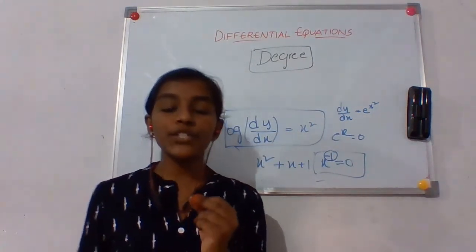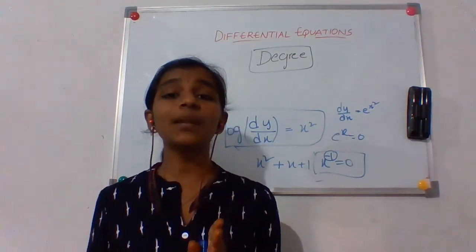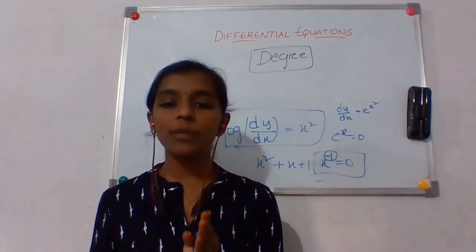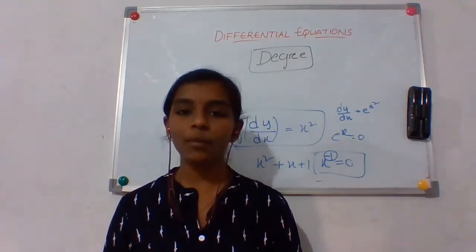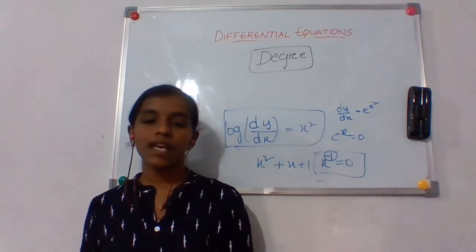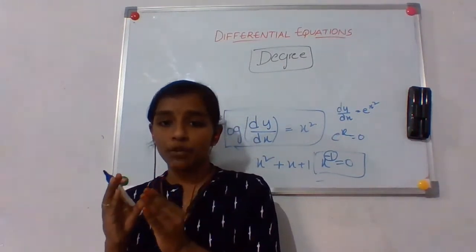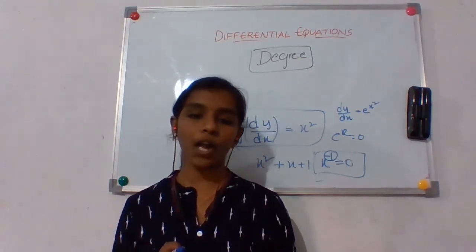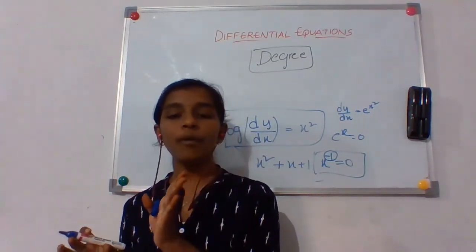The degree of a differential equation is defined only if the differential equation is in polynomial form. Only if the differential equation is in polynomial form. So finally, if I need to define what is the degree, what do I say? The degree is the power of the highest order derivative of a differential equation which is in polynomial form. So that is the final definition of a degree.